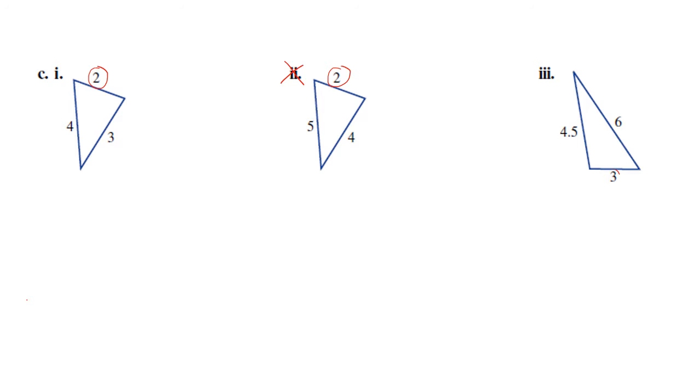Let's compare the shorter side again. All right, so triangle 3, our shorter side is 3. Triangle 1, our shorter side is 2. 3 divided by 2 gives us 1.5.